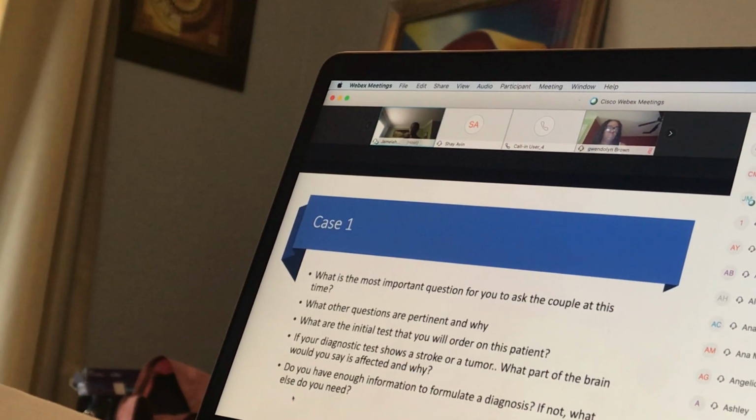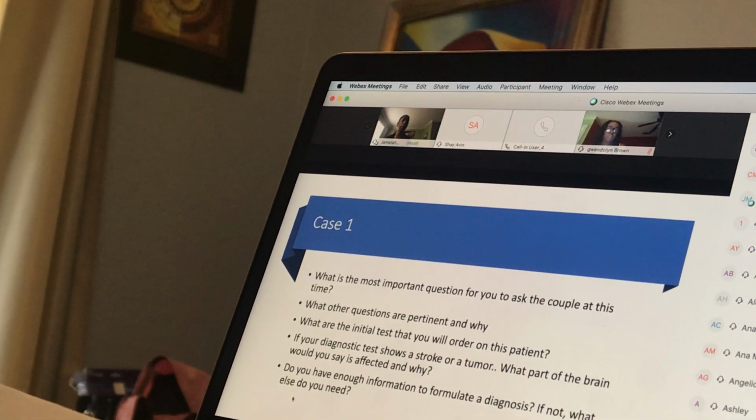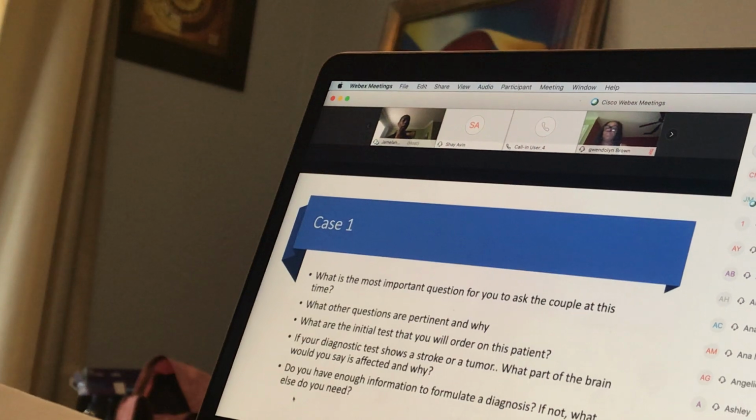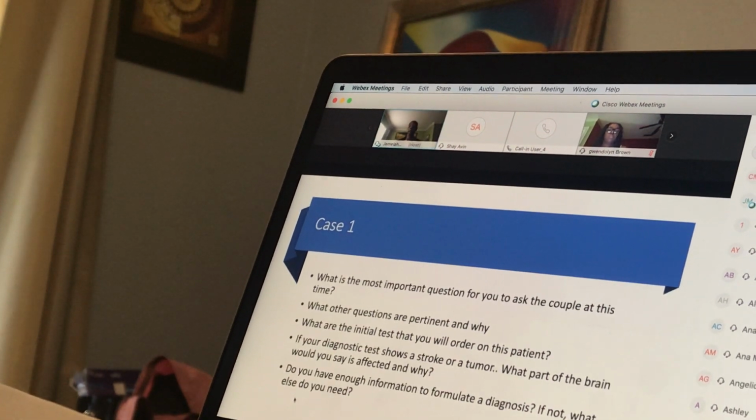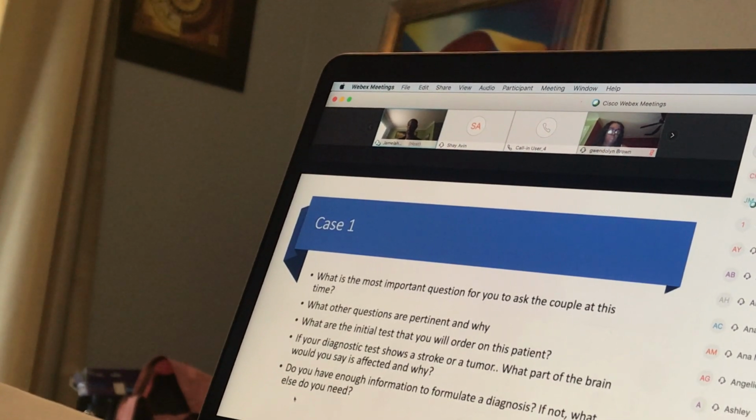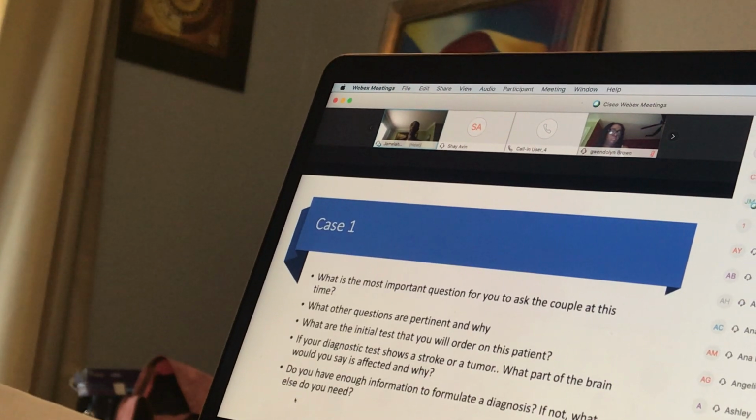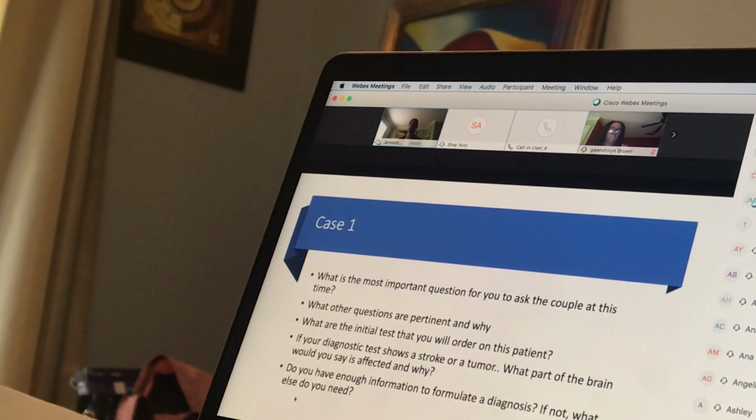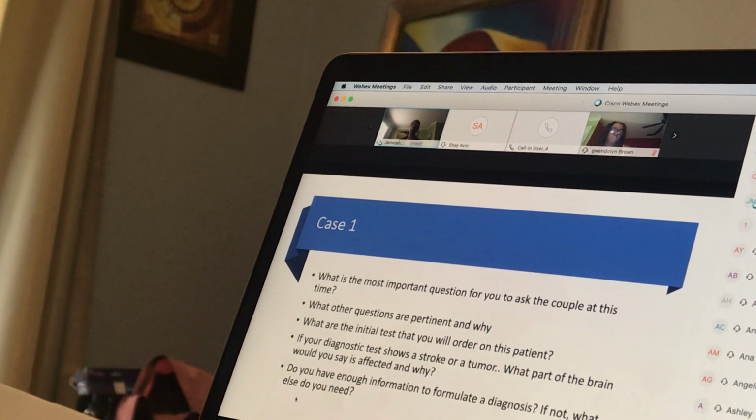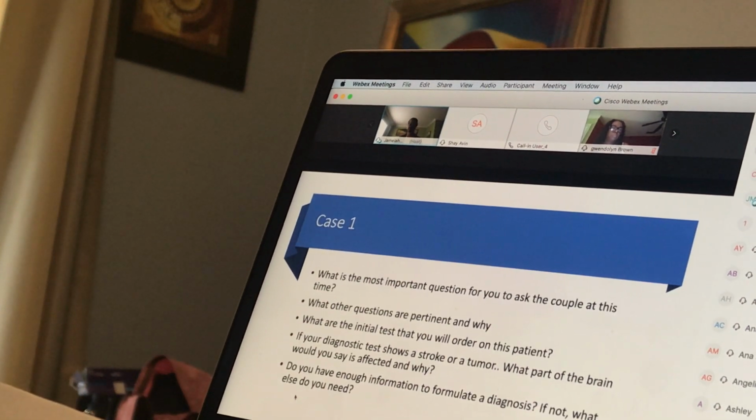What are the pertinent questions? Okay, well, they tell you that this started like 3 days ago. You want to know, is she a cancer patient? Does she have any malignancies? Because then you're thinking, metastasis. How do you work that out? Okay. What are the initial tests that you would order for this patient?